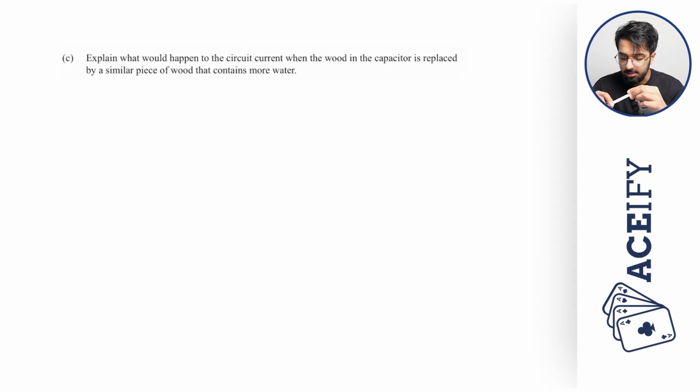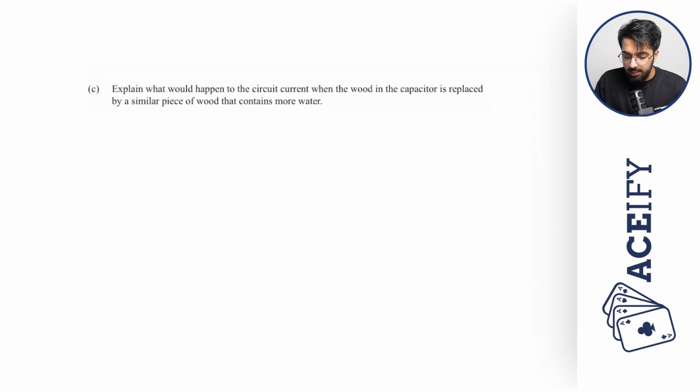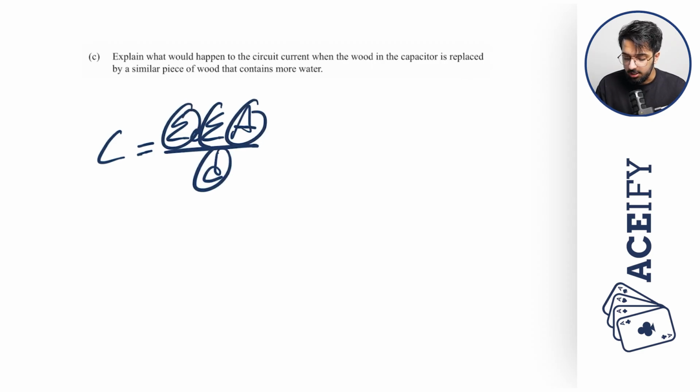Explain what would happen to the circuit current when the wood in the capacitor is replaced by a similar piece of wood that contains more water. As it says over here, water has a higher dielectric constant than wood. And so therefore, as the equation for our capacitance is equal to the permittivity of free space multiplied by our dielectric constant times the area all over the distance, assuming all three of these values remain constant and just our dielectric constant increases, therefore our capacitance will increase, okay?